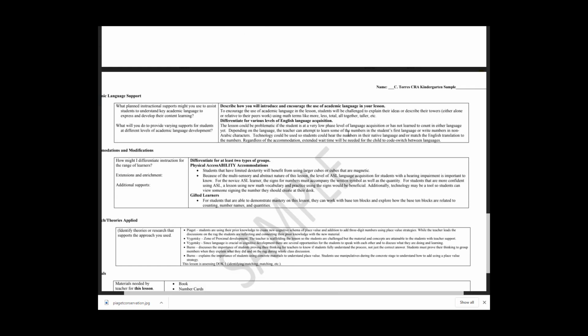How would I encourage the use of academic language in the lesson? Well, I would challenge the students to explain their ideas or their descriptions of their towers by using the math terms that we had identified earlier. If students are at different levels of language acquisition, depending on the language, you could either use the students' primary language or native language to scaffold.